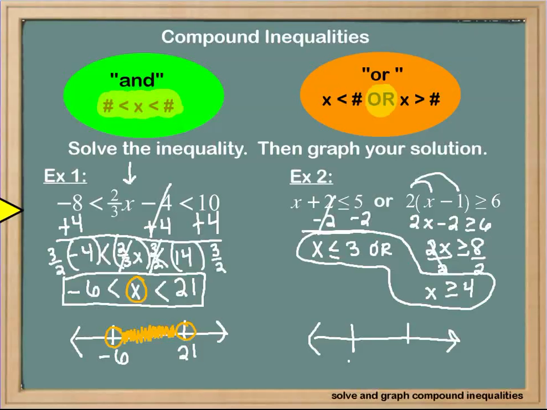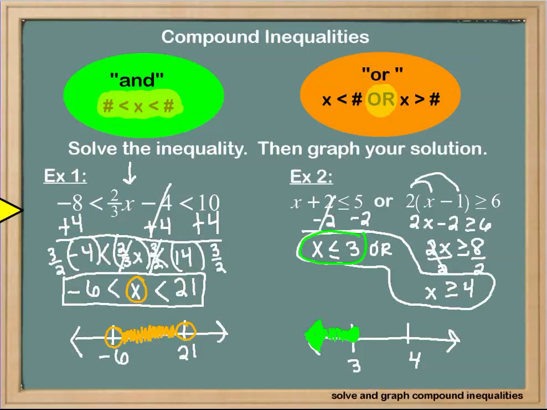I've got a tick mark for 3 and a tick mark for 4, but here's the difference. We're going to go ahead and graph this first part, and then we'll look at the second one. X is less than or equal to 3. Well, that's going to be a closed circle on 3. Less than or equal to, pointing to the left, I'm going to shade to the left. So as of right now, that's my solution set. So anything that's 3 or smaller would be a solution.